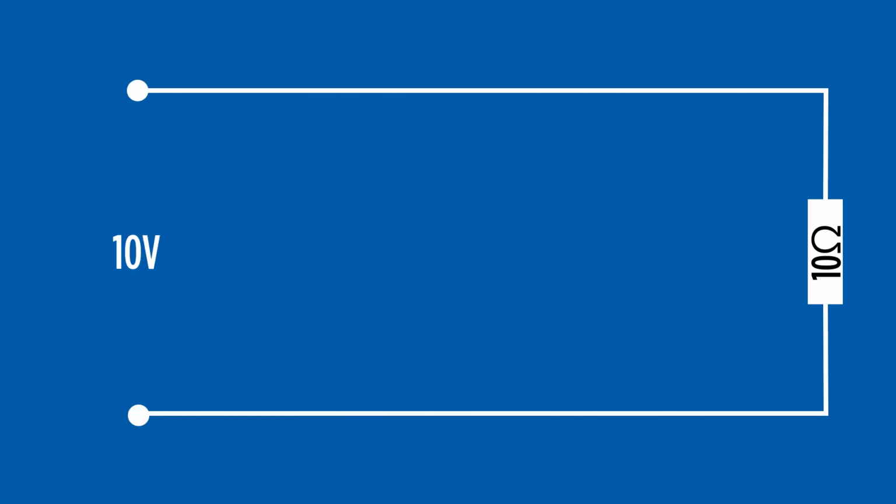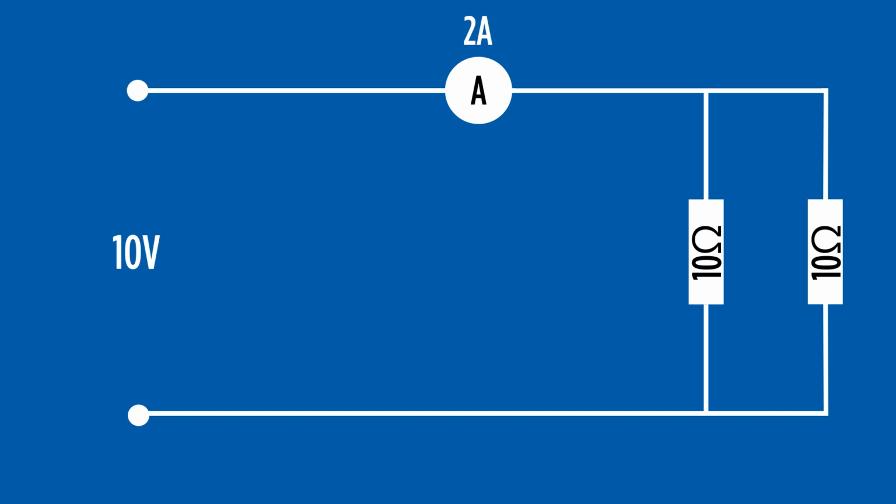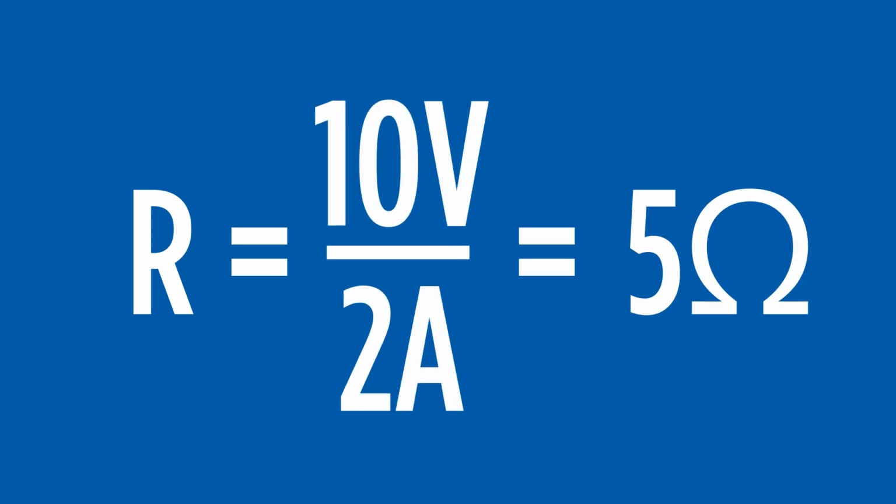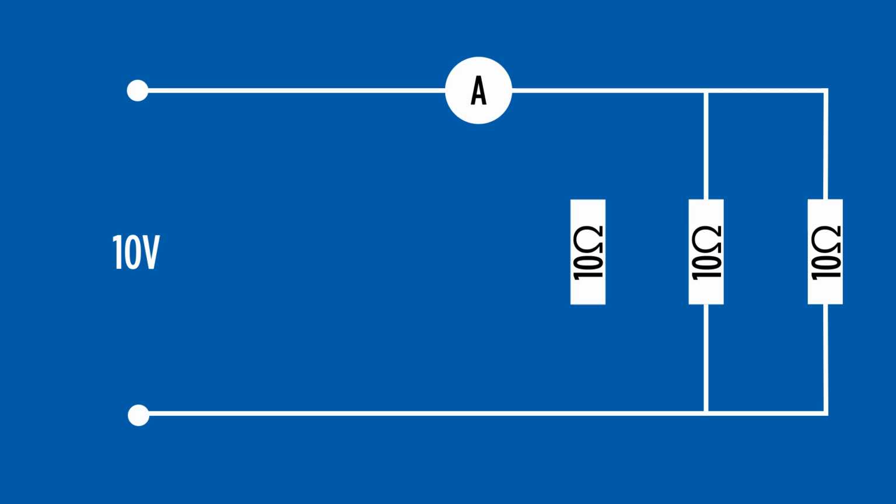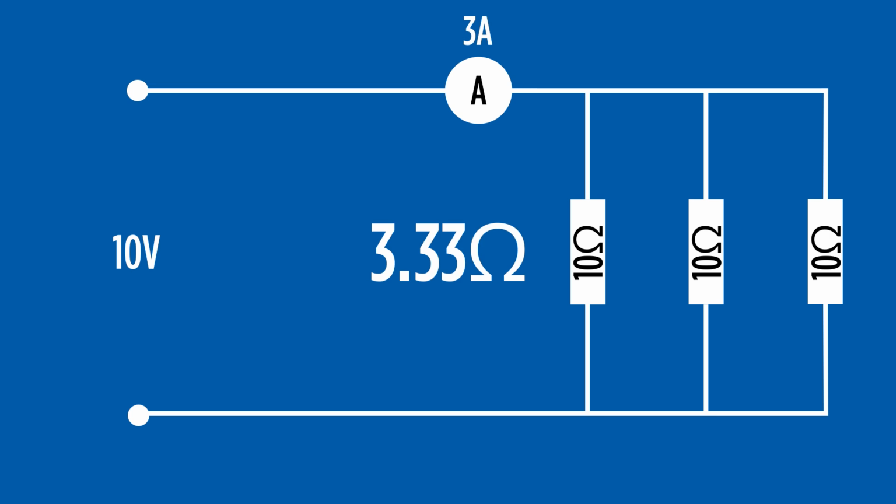From Ohm's law, if we know the applied voltage and the resistance, we can work out the current in any resistor. If we have a 10 ohm resistor connected to a 10 volt supply, it will draw 1 amp of current. Two of these resistors in parallel will draw 1 amp each. When 2 amps flows in a circuit with 10 volts applied, Ohm's law determines the circuit resistance, which is calculated at 5 ohms. A third resistor of 10 ohms added in parallel will reduce the overall circuit resistance to 3.33 ohms.